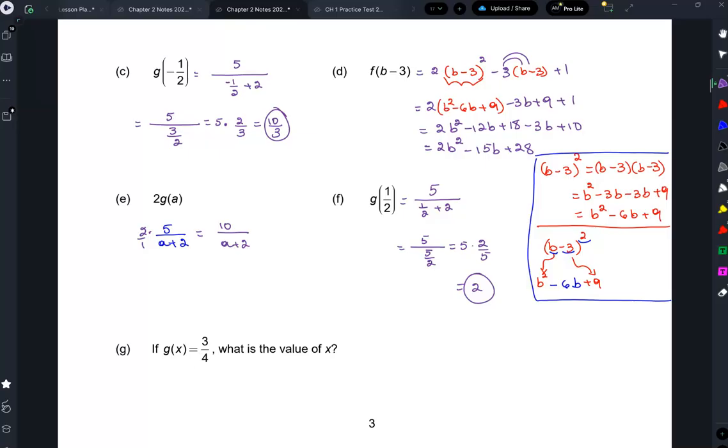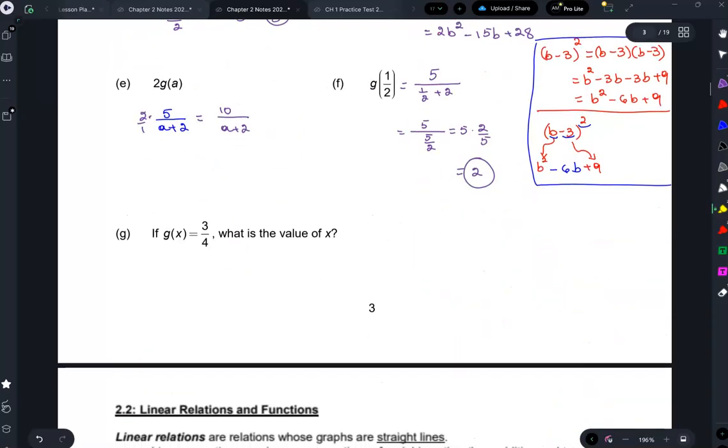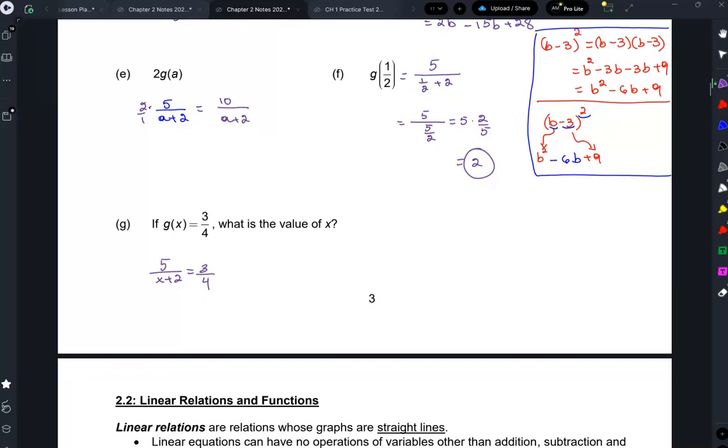Okay, the next one is a different problem. It's not saying g of a number. We're not changing x. It's still g of x. It's saying, what if g of x is 3/4? What is x? What is the given g of x here? Now this is saying that it is equal to 3/4. Exactly.